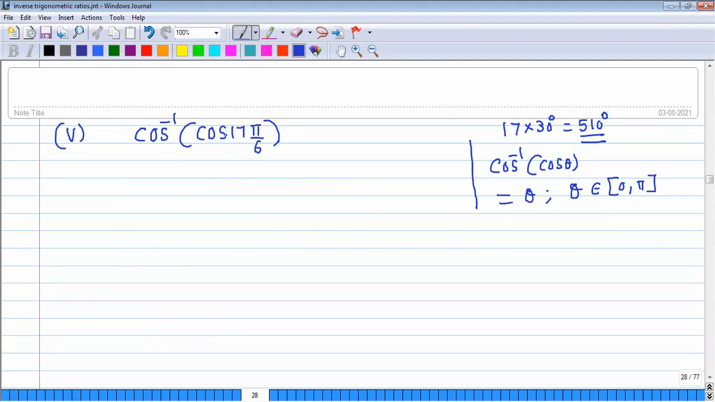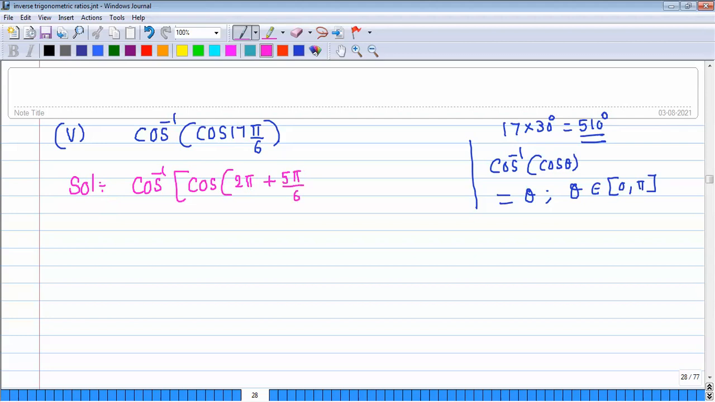360 means 2 pi. 6 into 2 pi, 12 pi. 12 pi plus 5 pi by 6 we can write first. First, let us simplify one step. Later we can check one more. So cos of 360 plus theta is cos theta. 12 pi, this is 5 pi by 6.